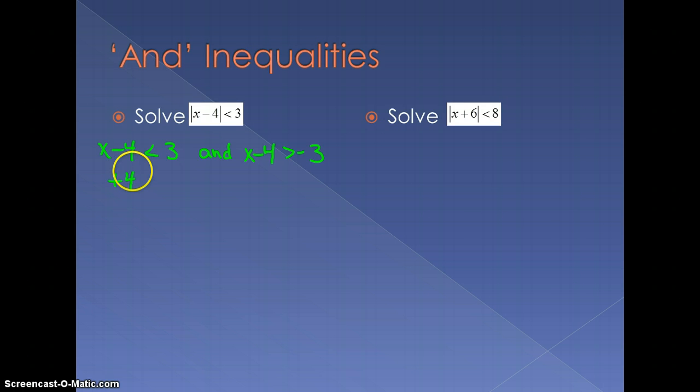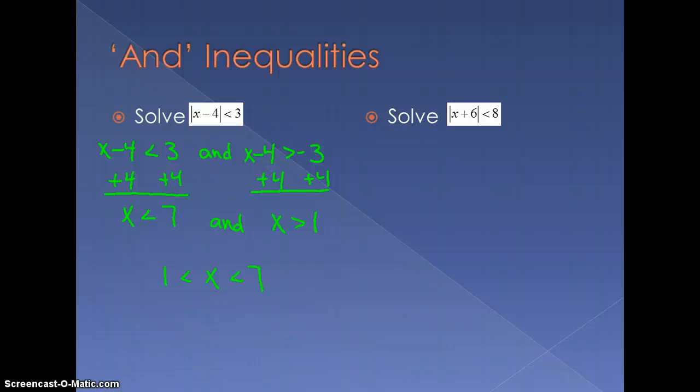From here, it's a simple inequality. We add 4 to both sides. I get x is less than 7, and I add 4 over here. I get x is greater than 1. Though this is okay, the way you'll see your answers written is 1 is less than x is less than 7. So we'll solve them this way and then write our compound inequality just like that. If we look, 1 is less than x here, x is less than 7 here, we are able to put those together.